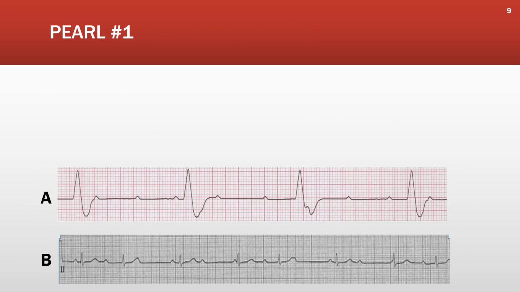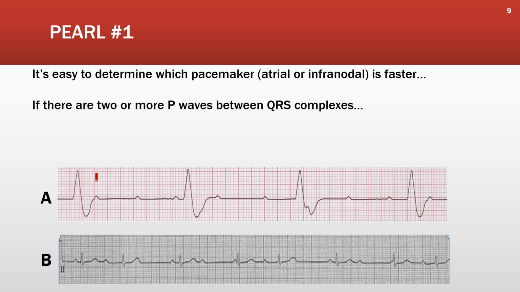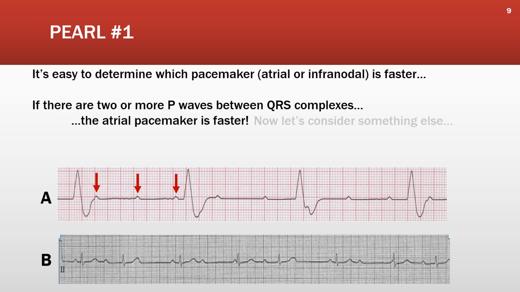Now, here are a few pearls I've included for you. It's easy to determine which pacemaker, atrial or an infranodal pacemaker, is faster. If there are two or more P waves between the QRS complexes, the atrial pacemaker is faster. On the other hand, if there are two or more ventricular complexes, i.e. QRS complexes, between P waves, the ventricular rate is faster.